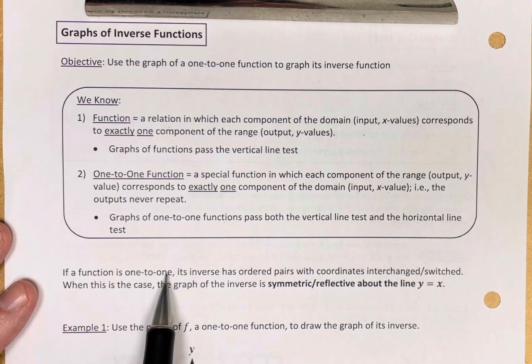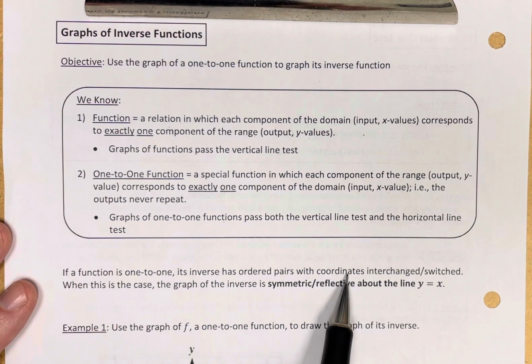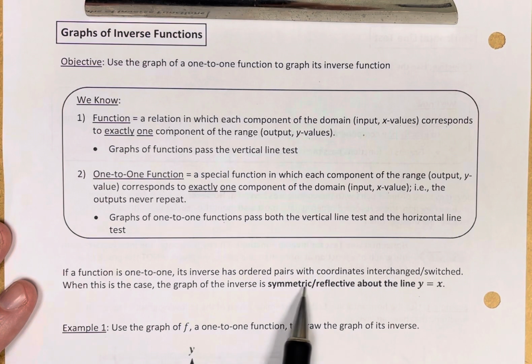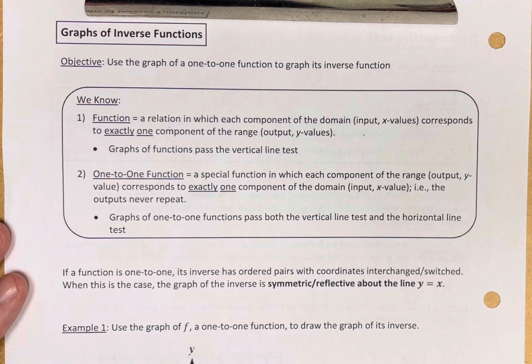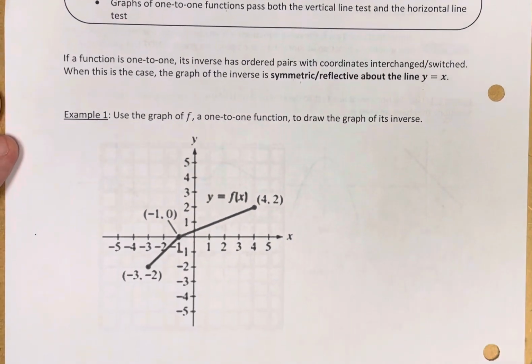So, if a function is one-to-one, its inverse has ordered pairs with its coordinates switched. When this is the case, the graph of the inverse is simply symmetrical, or reflective, about the line y equals x. So it's fairly easy to graph the inverse of a one-to-one function using this property that it is symmetric about the line y equals x, and the ordered pairs are simply switched. Let's take a look. I think you'll find this to be fairly straightforward.